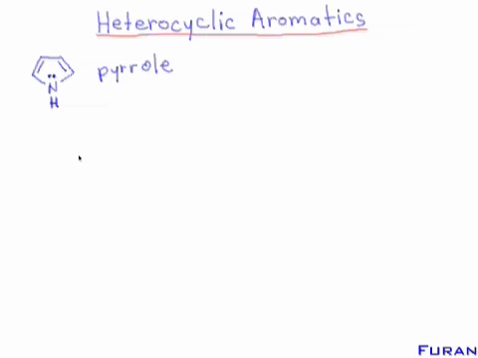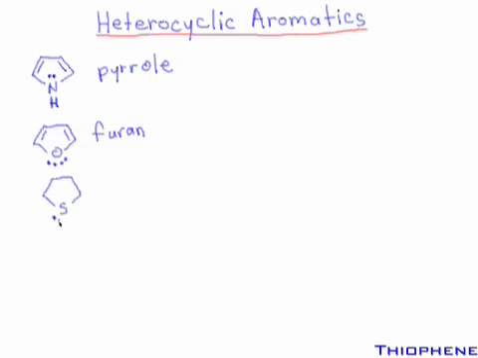Now, similar to pyrrole is when we have this five-membered ring and we replace it with oxygen. Oxygen has two lone pairs. This is furan. Yes, the same molecule in carbohydrates from which we derived the furanose ring system. And we can replace the oxygen in furan with sulfur, which also has two lone pairs. If we do this, we get the molecule thiophene.